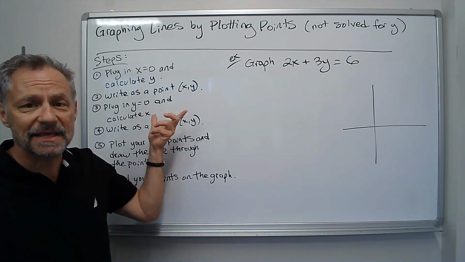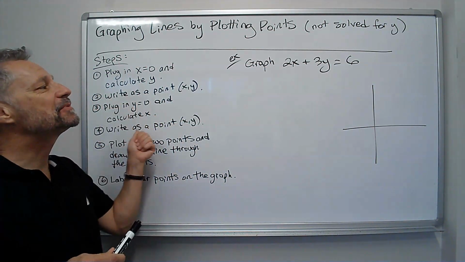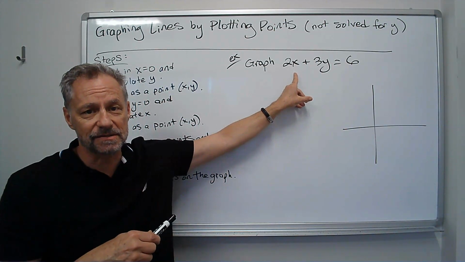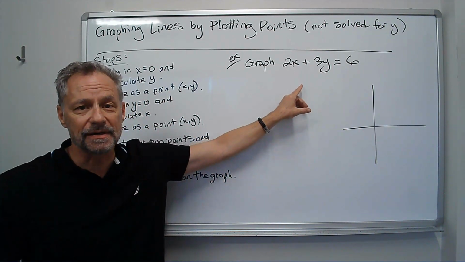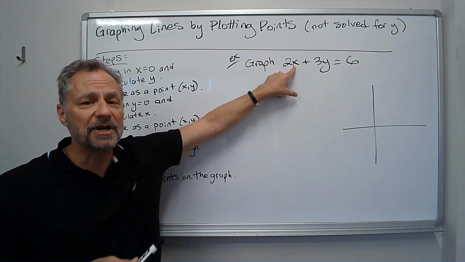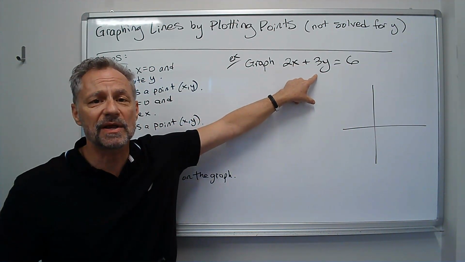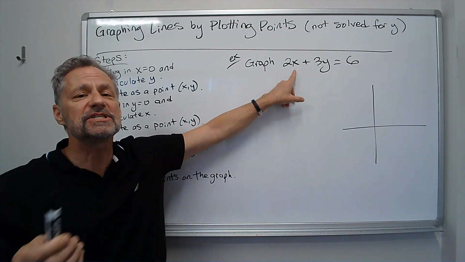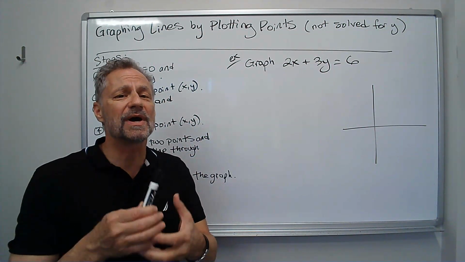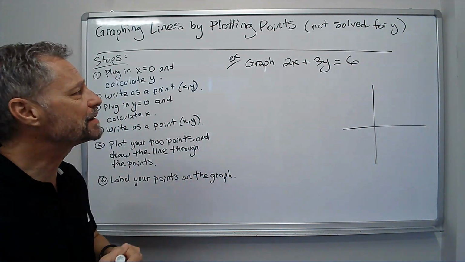Whatever I get, I'm going to write that down as a point, and then I'm going to go to the y value and plug in y equals 0, and I'm going to calculate x. I'm going to write that down as another point. Now, this is where you have options. You can just plug in a different number for x instead of plugging in y equals 0. So you just need 2 points. You can plug both points in for x, both points in for y, value-wise. It doesn't matter. But this is the way I'm going to do it.